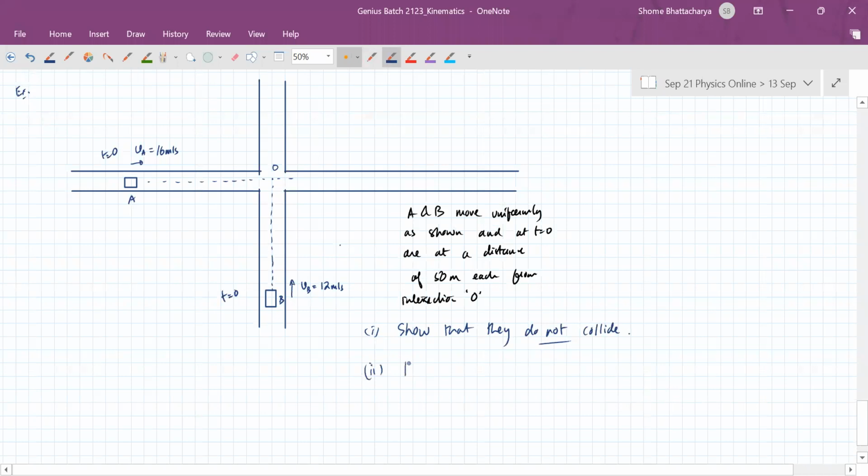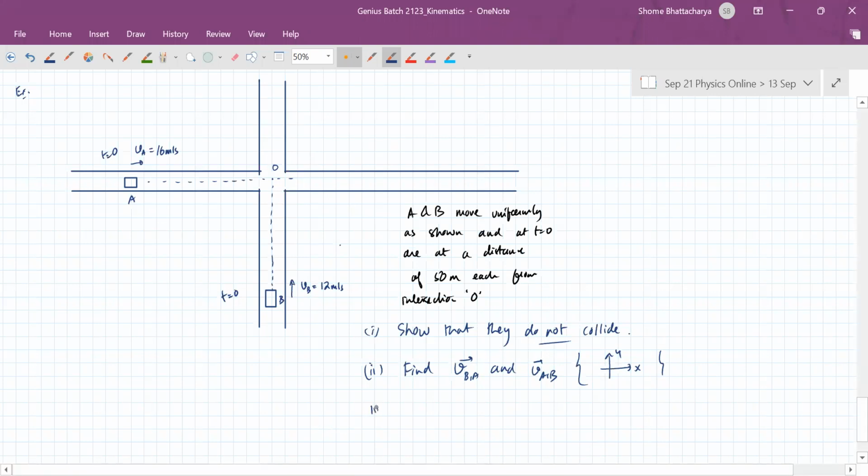Second, find the velocity of B with respect to A and the velocity of A with respect to B, taking the XY frame like this. Taking a reference frame like this, that the x-axis is along the direction of A's motion and the y-axis is along the direction of B's motion.